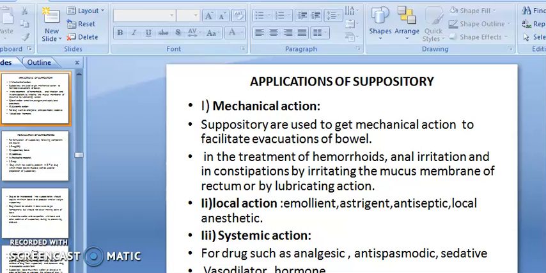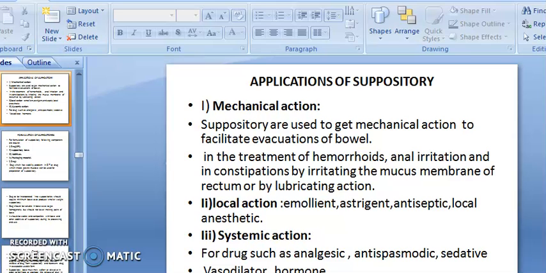In the treatment of hemorrhoids, irritation and constipation, by irritating the mucous membrane of the rectum and through lubricating action, patients having hemorrhoids or constipation get a mechanical action from the suppository, which relieves constipation and, by acting as a lubricating agent, makes it easy to pass stool from the anus.